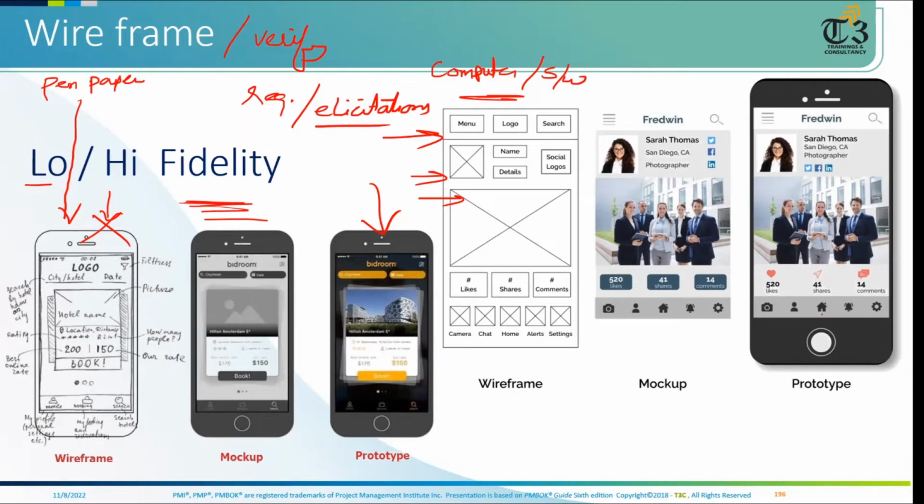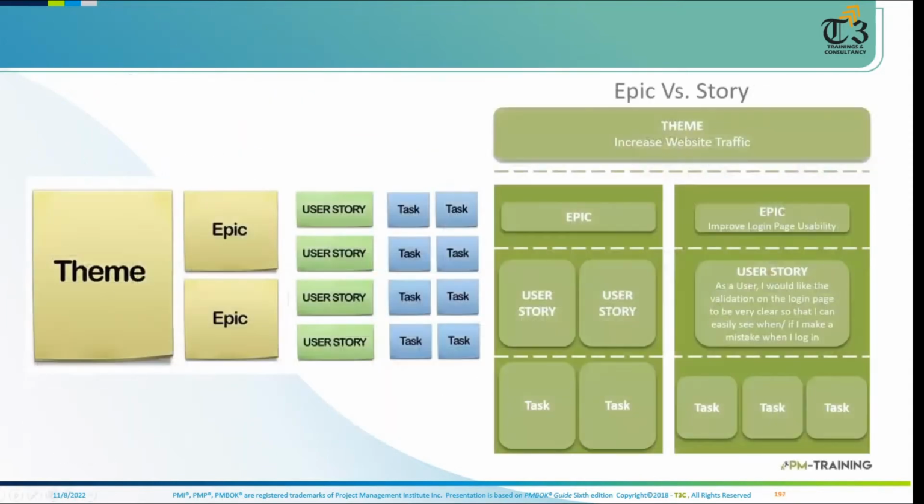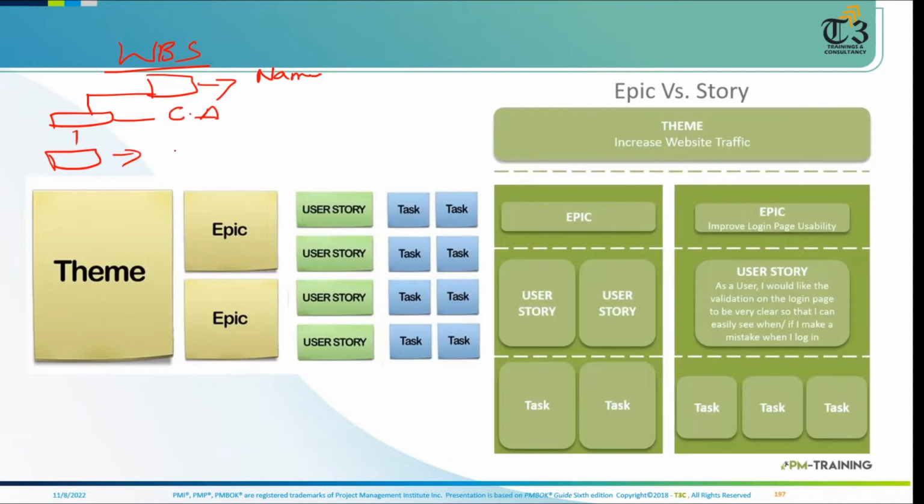So once we collect the requirements in predictive, we made the WBS, right? We made a WBS yesterday. And how many levels did I draw in front of you for the WBS? Come on, give me the answer. Three levels: level 1, level 2, level 3. Level 1 was the name of the project. Level 2 was control account. And level 3 was work package. Very good.